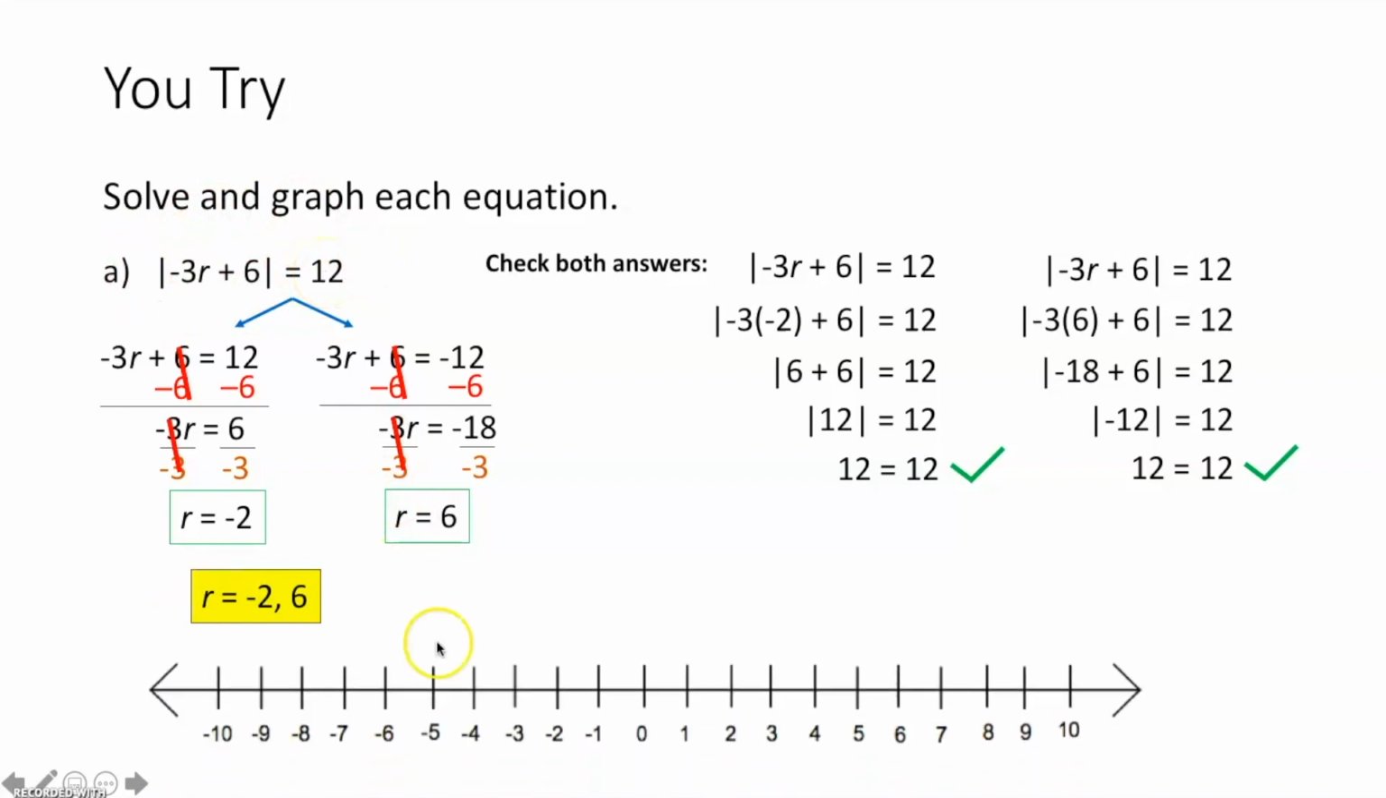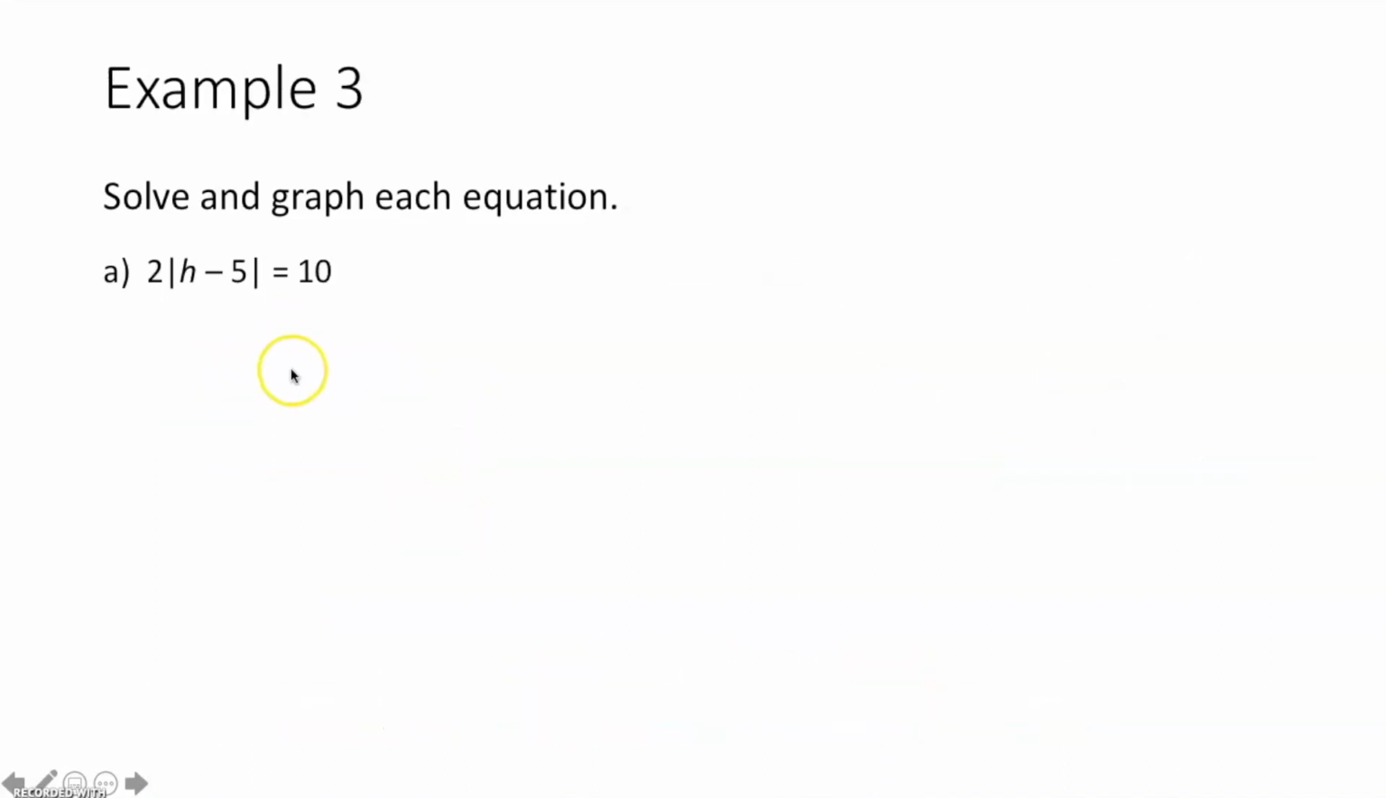Now when I plot them, again, really easy. Go to negative 2 on the number line, put a point. Go to 6 on the number line, put a point. And you're done. Example 3, doing the same thing.